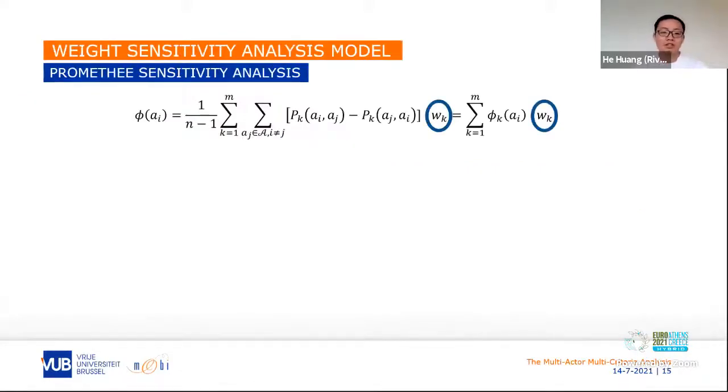Weight sensitivity analysis is proposed in decision making to assess the stability of the ranking. From this formula, we can know that in PROMETHEE 2, the final net flow of one alternative is based on the net flow of every criterion with respect to its weight. So by tuning the weight, the final result of one alternative can be changed.